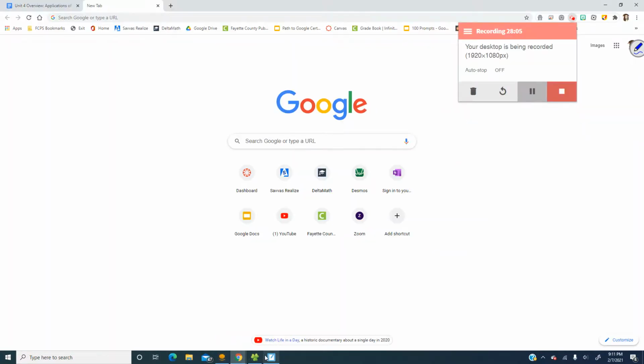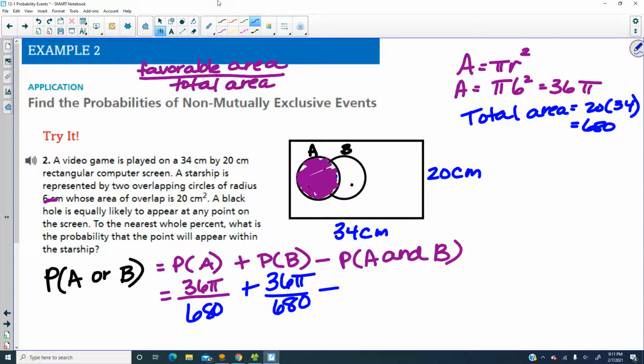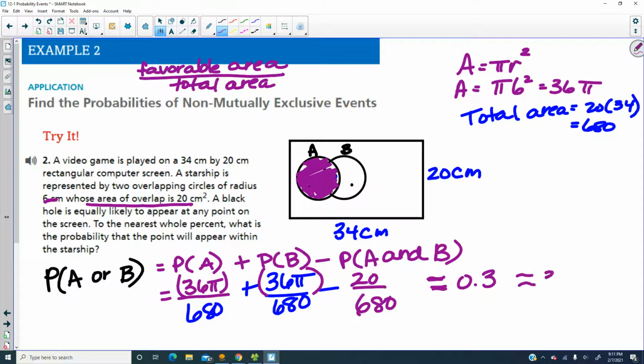The area of overlap is given to us in the problem. It's 20, so 20 centimeters out of 680. So I'll add it together and then subtract. Make sure whenever you type this in your calculator that you put 36 pi in parentheses. When you do this, you should get about 0.3, or 30%. There's a 30% chance that a black hole landing anywhere will actually land on the starship.